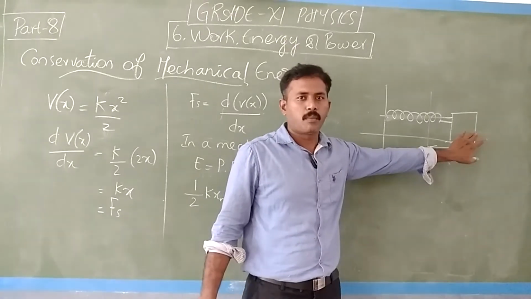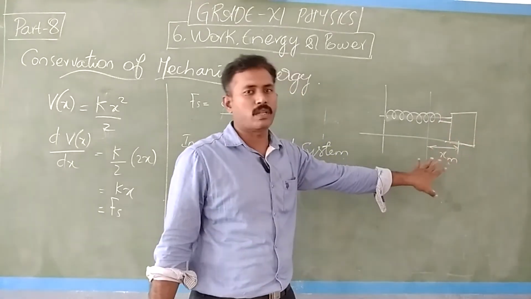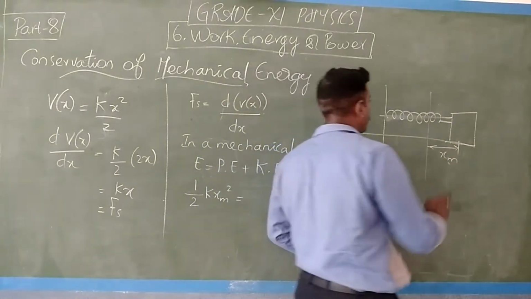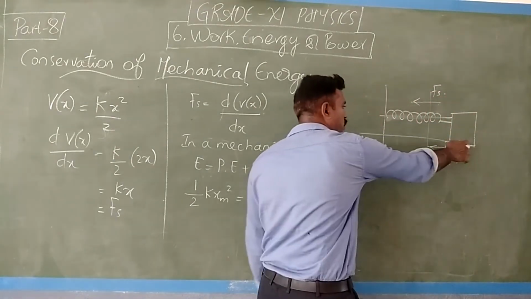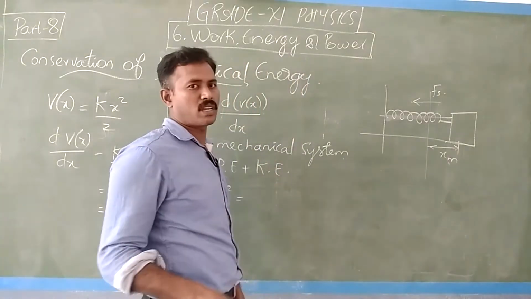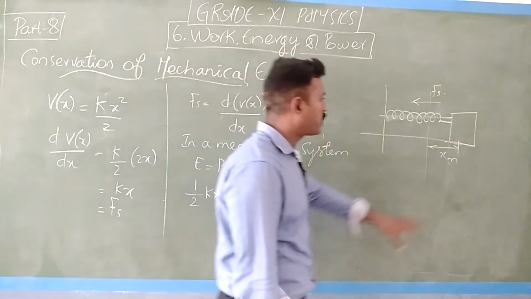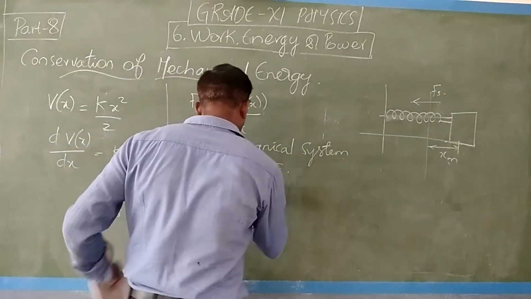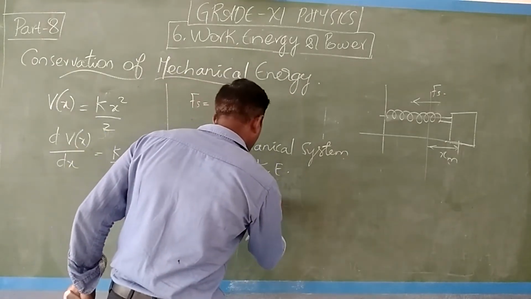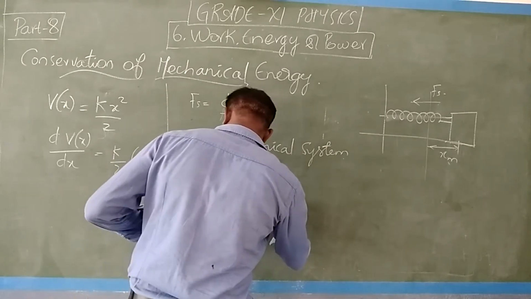the block comes to rest, but the force is large. At this point the block has its own potential energy. That is, at the point where it is at rest, the energy is equal to the potential energy at that point.